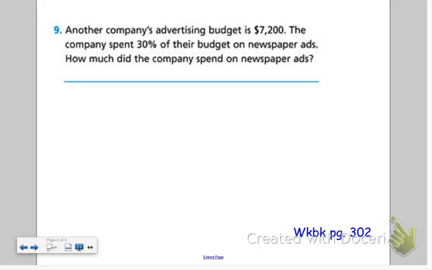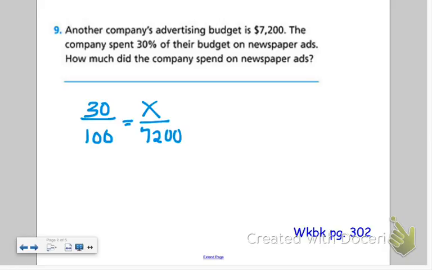How much did the company spent on newspaper ads? If you were able to break this problem down, you would recognize that this problem is giving us the whole, 7,200, and we're missing the part. 7,200 represents all of the money that they have for advertising, and 30% of that 7,200 was used for newspaper ads. And we want to know, how much money is that? How much is 30% of 7,200? So this would be how I would set up my percent proportion.